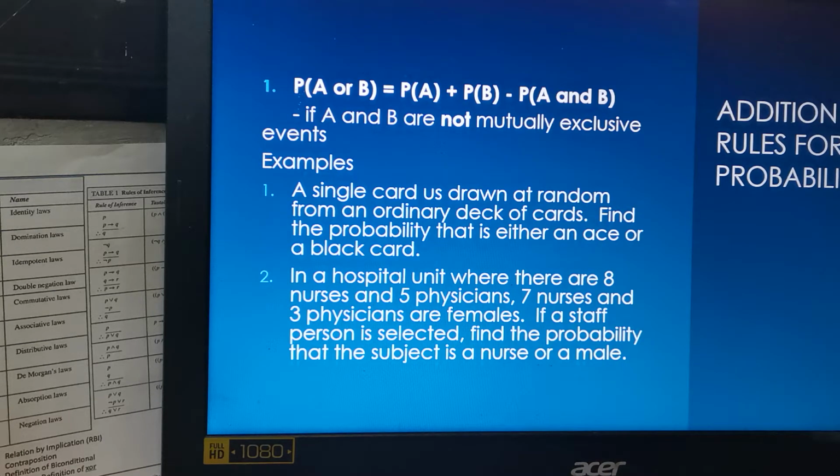Okay, so let us have our first example. It says there, a single card is drawn at random from an ordinary deck of cards. Find the probability that it is either an ace or a black card. Okay, so ace or black. So we have the probability of getting an ace and the probability of getting a black card. Okay, so here again, with paper and ball pen.